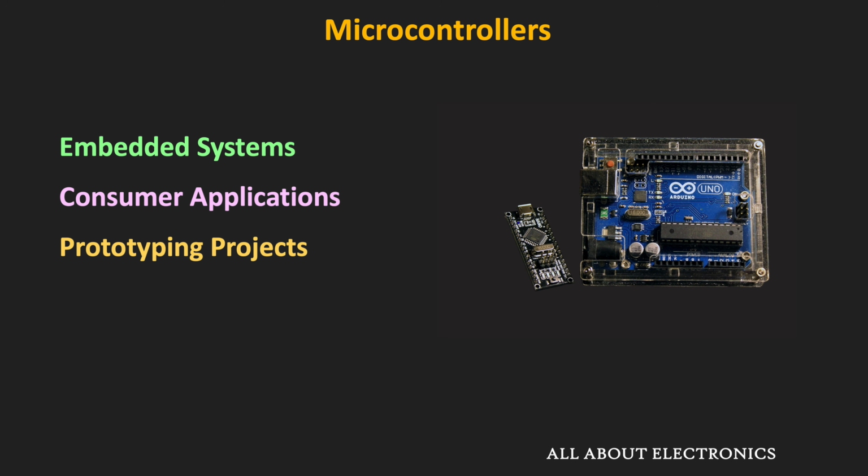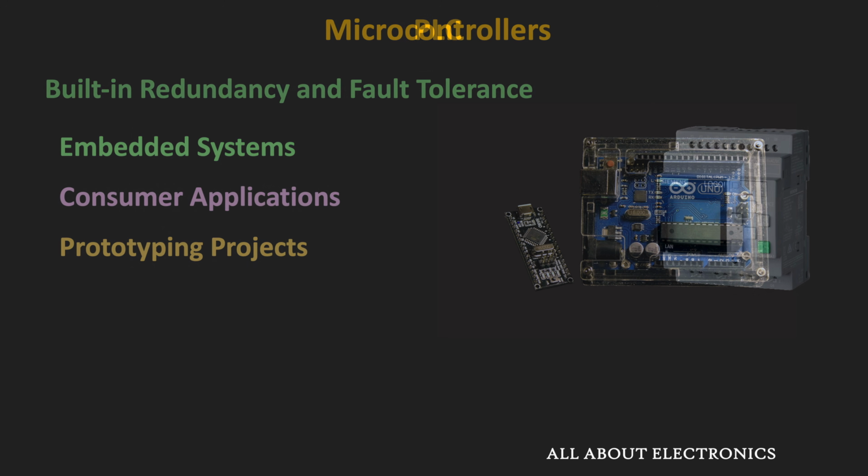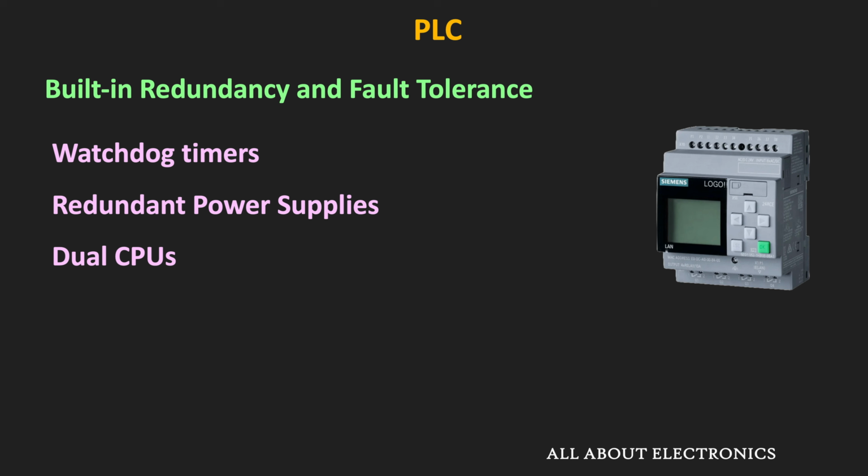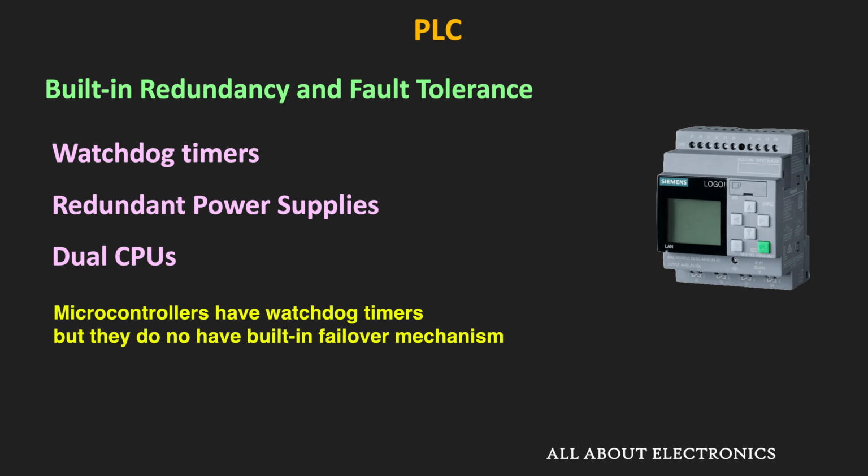So as I said, the PLCs are complying with the different safety standards. That means they have the built-in redundancy and the fault tolerance. And to implement that, they have the different watchdog timers, redundant CPUs and the power supplies. And not only that, these PLCs also perform the different error checking on the IO modules. On the other end, the microcontrollers do not have such redundancy. So of course, they do have the watchdog timers, but they do not have the built-in failover mechanism.